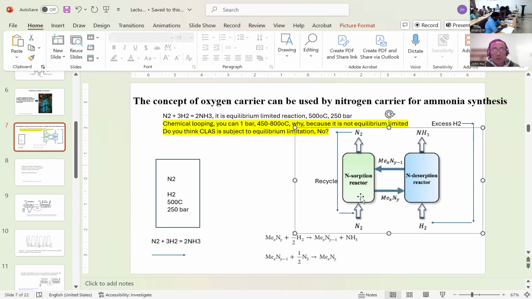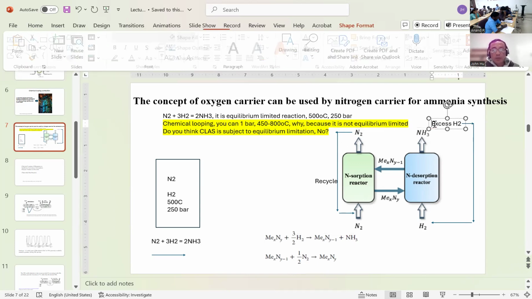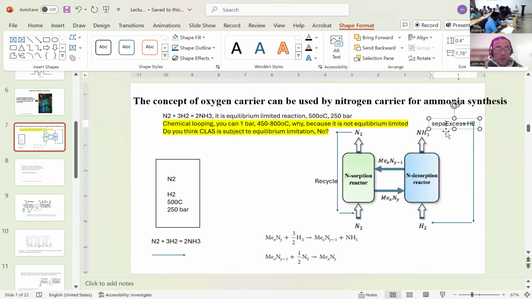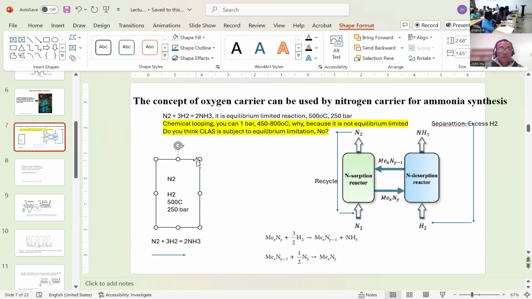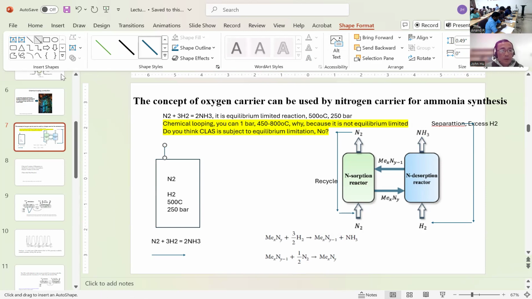This side you have excess nitrogen. This side you have excess hydrogen. After separation, yes, you do need separation, because you have to recycle the excess hydrogen. Make sense? But there are two loops. You have a nitrogen loop coming back, and you have a hydrogen loop coming back. Whereas in here, understand?